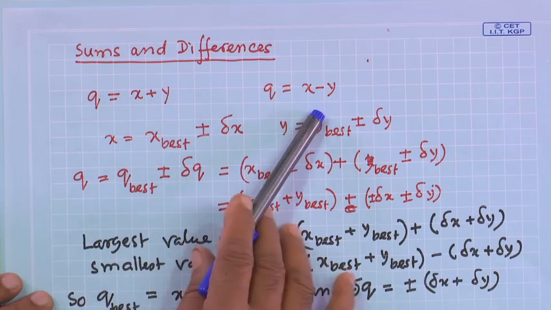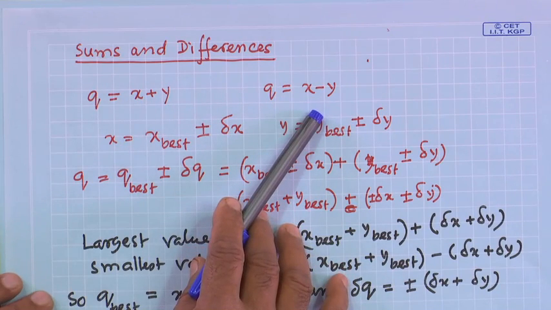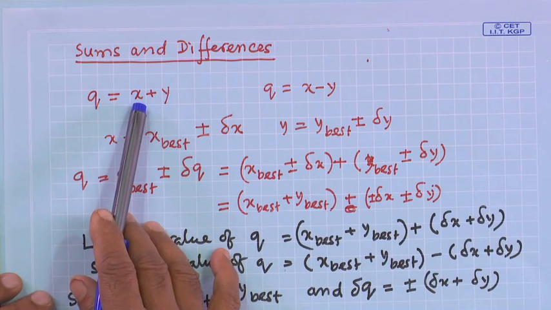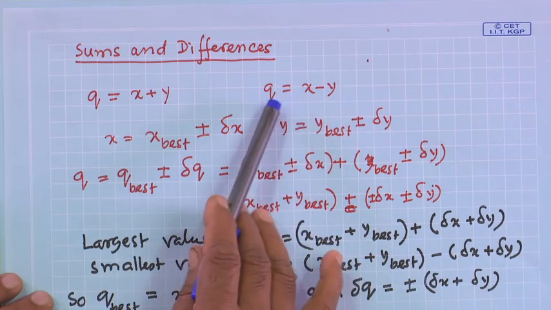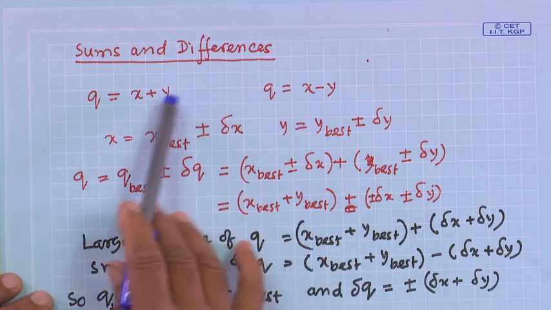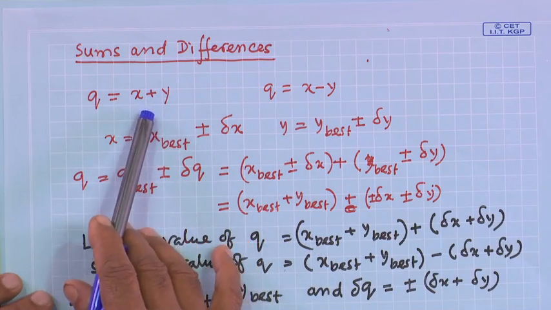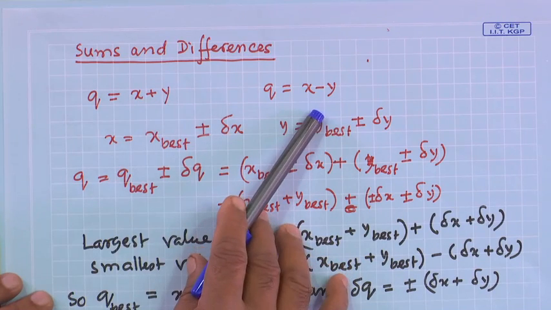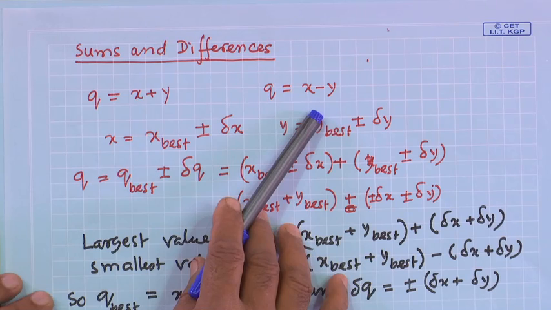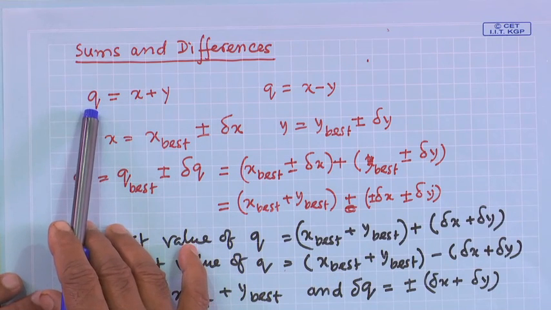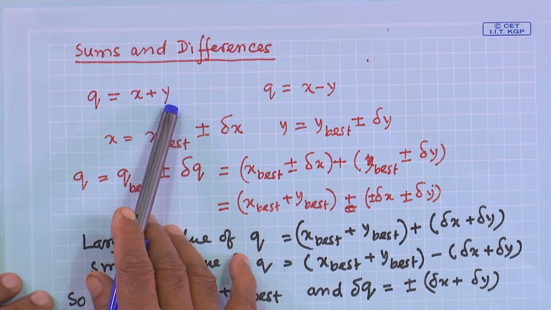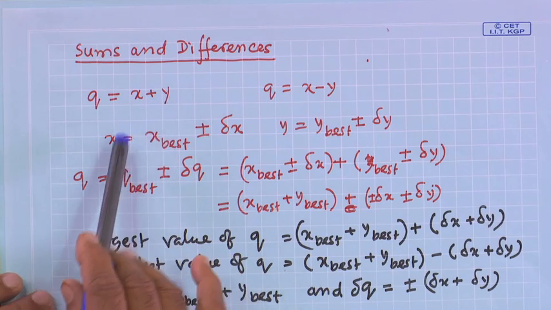So, this physical quantity q is related to the measured quantities x and y, these two measured parameters, and there is a relation either in summation form or difference form. So, if so, then what will be the error on q? For error on x I know, error on y I know. So, x I have measured.